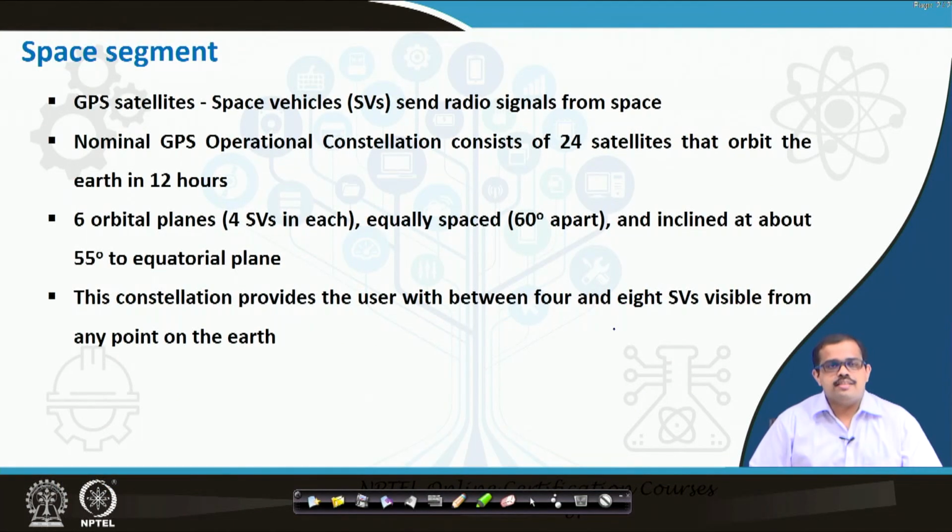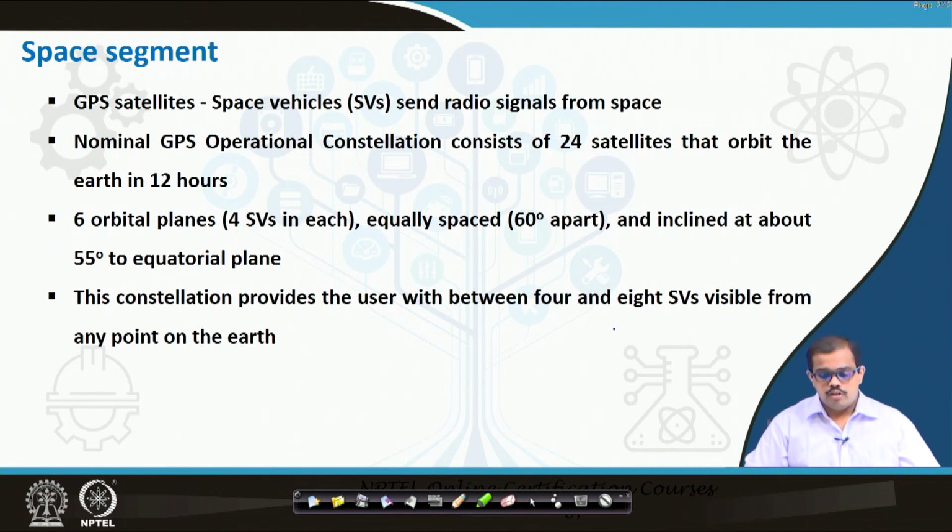When we look at the space segment, GPS satellites are space vehicles that send radio signals from space. As I said, the space segment is basically a collection of satellites, or space vehicles. Each nominal GPS operational constellation consists of 24 satellites, as I told you before, and they orbit the Earth in 12 hours.